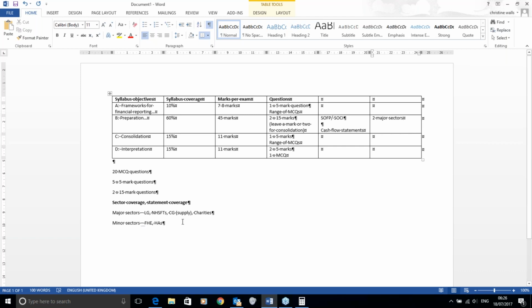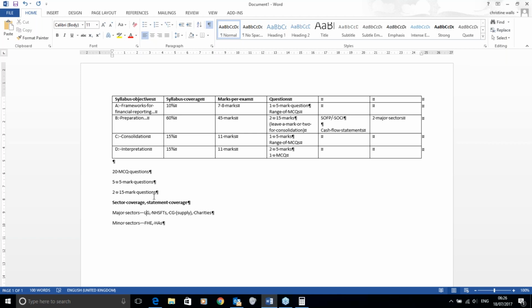In terms of picking up on the smaller sectors, they really have to fall into these multiple choice questions or possibly a 5-mark question. Whichever major sectors I haven't covered in section B, in my 15-mark questions, I would then need to pick up on either 5-mark questions or multiple choice questions. So every time I'm writing a paper, I am ensuring there is coverage of all sectors across the paper, but I may do that in different ways.